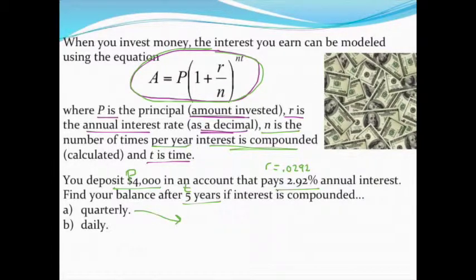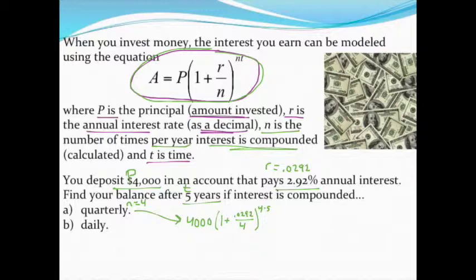So I want to calculate my interest if it's compounded quarterly. My initial amount is $4,000, that's what I invest to start, times 1 plus the rate, which is 0.0292. And I want to divide that by how many times per year my interest is compounded, that's what the n stands for. Well, if it's quarterly, that means 4 times per year, just like there's 4 quarters in a dollar or 4 quarters in a basketball game. So I'll divide that by 4. And then notice in the exponent, it's not just time, it's n, which once again is 4, times the time, so times 5. Okay, so there's our model.